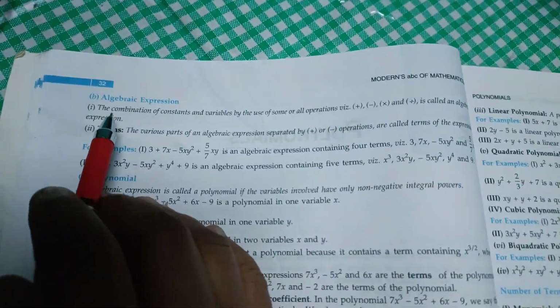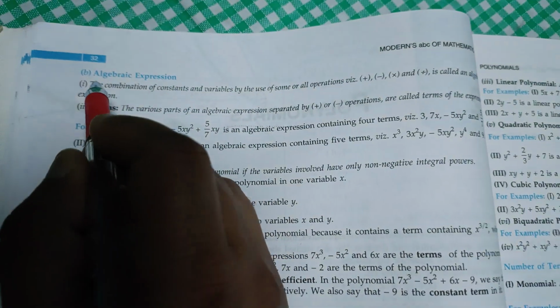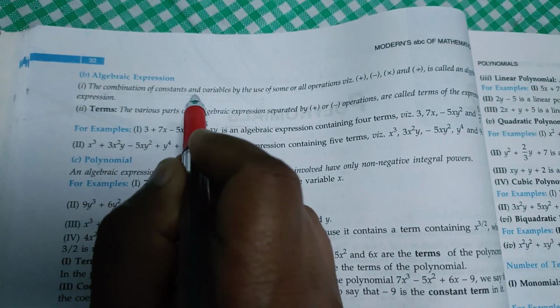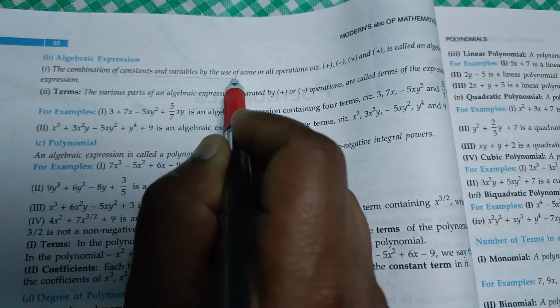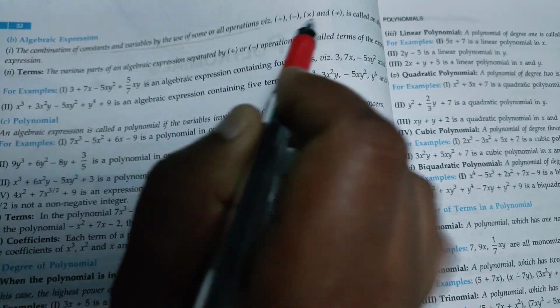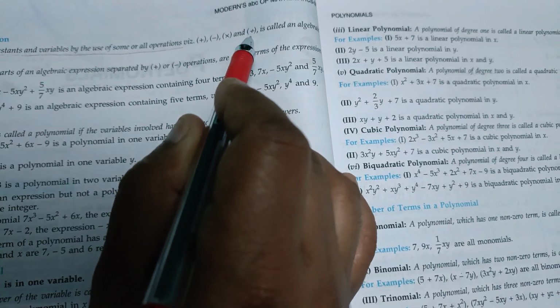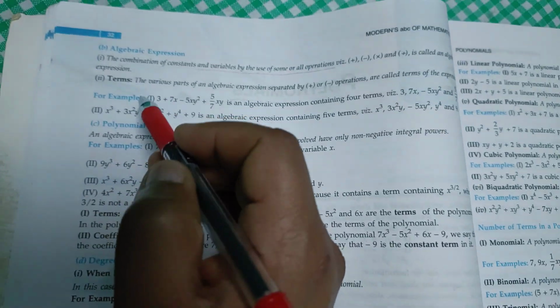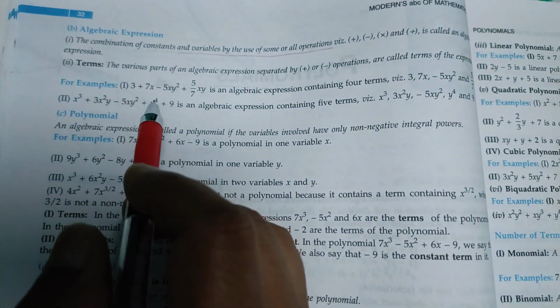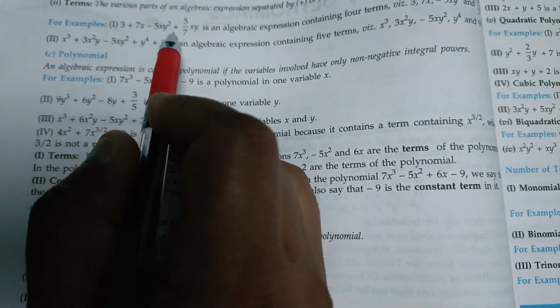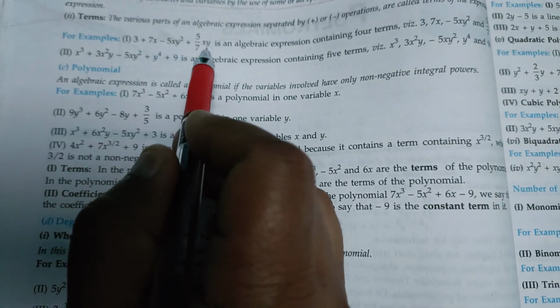So that way we consider these as the variables, and these are terms you have to know. And algebraic expression, these are the terms you have to know. That's why I'm explaining this term. The combination of constants and variables by the use of operations like plus, minus, into, and divide is called an algebraic expression. So when we write an algebraic expression, like 3 plus 7x minus 5x square xy square plus 5yxy, this is an algebraic expression.